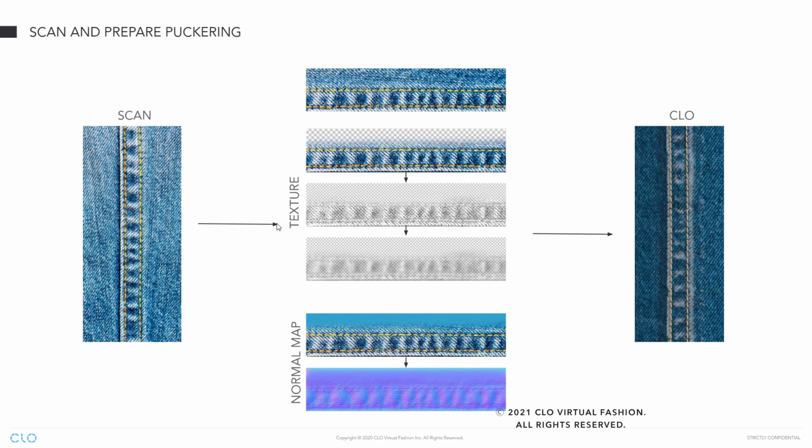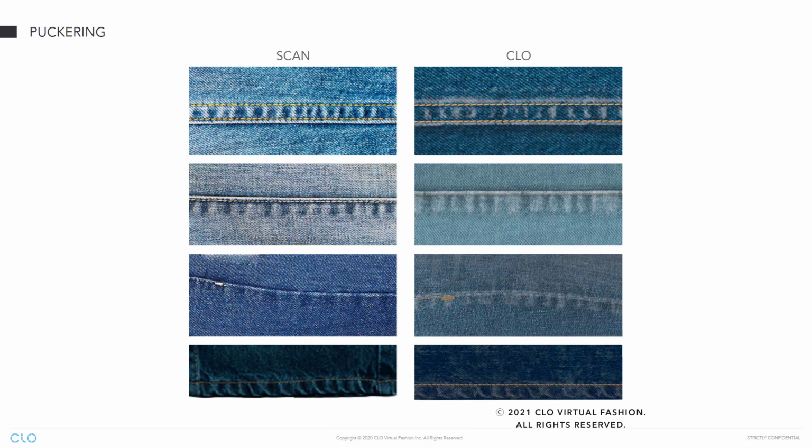And then it makes sense to blur it a bit. When creating a normal map, make sure to get rid of the denim fabric structure where it's not needed. On the right, you can see how this puckering would be translated to Clo. Here you can see a comparison of different scanned seams on the left and creating custom puckerings in Clo on the right.